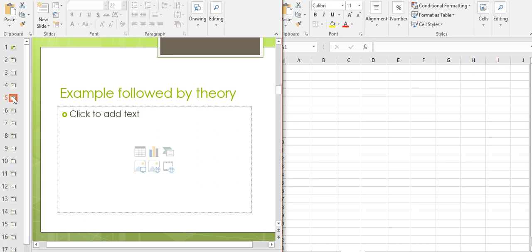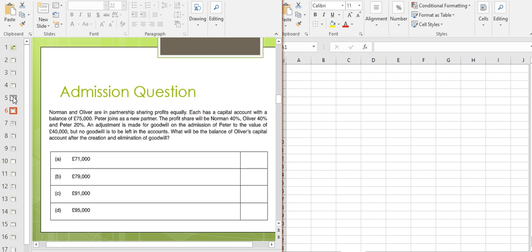So I'll go through an example, look at the theory in a bit more detail. We have a question on the left hand side. We have Norman and Oliver, and they are sharing things equally. They both have £75,000 in their capital. Peter is the new person joining. Originally it is a 50-50 share.